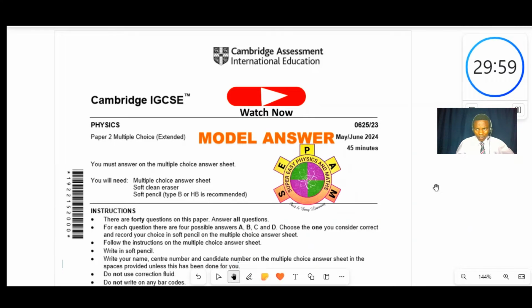Easy Physics and Mathematics. Today we are going to look at the model answer to IGCSE Physics Paper 2, Variant 3, May-June 2024.